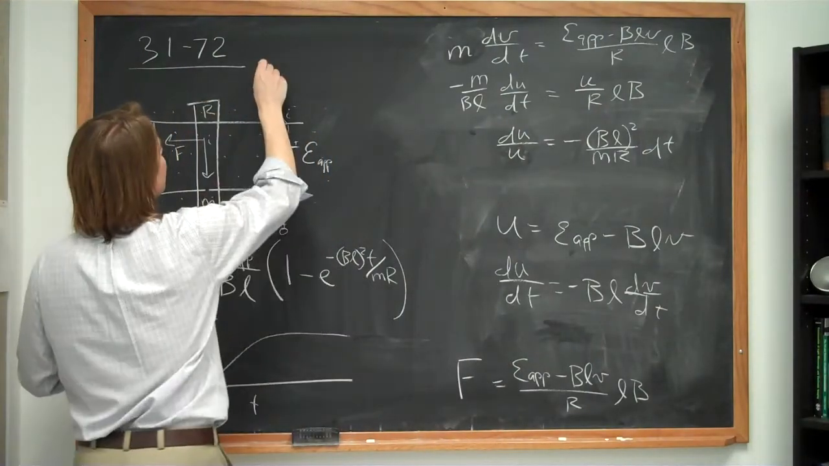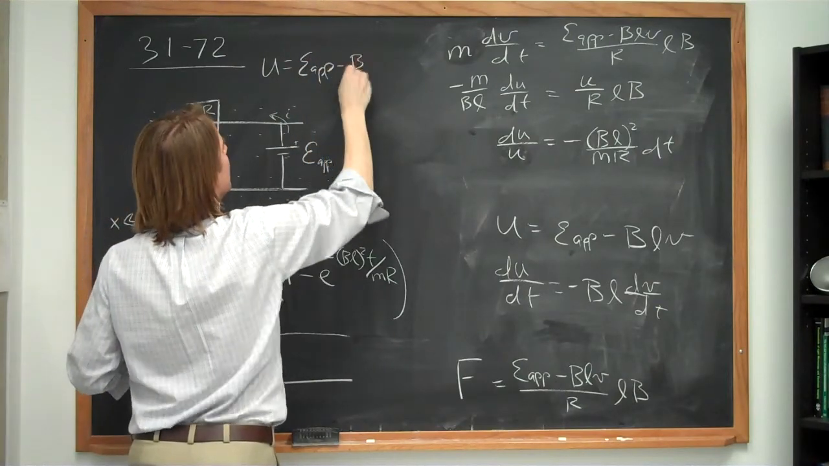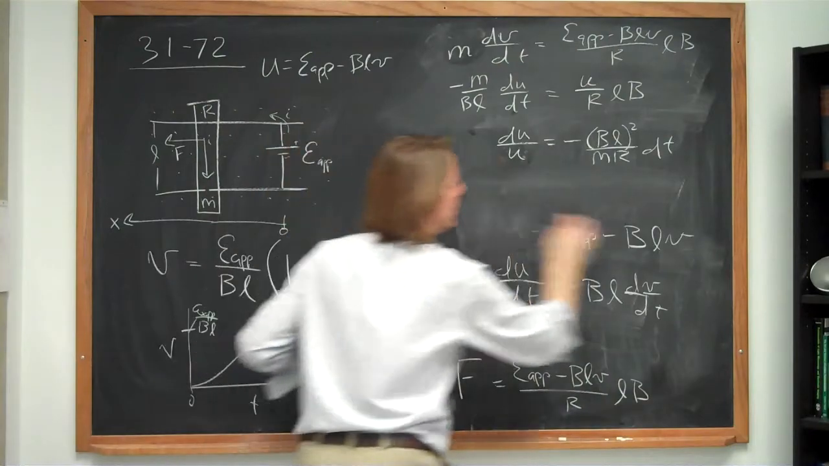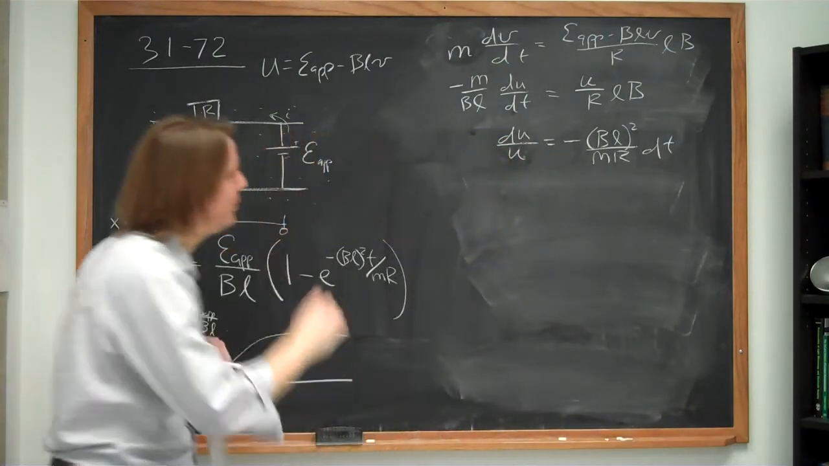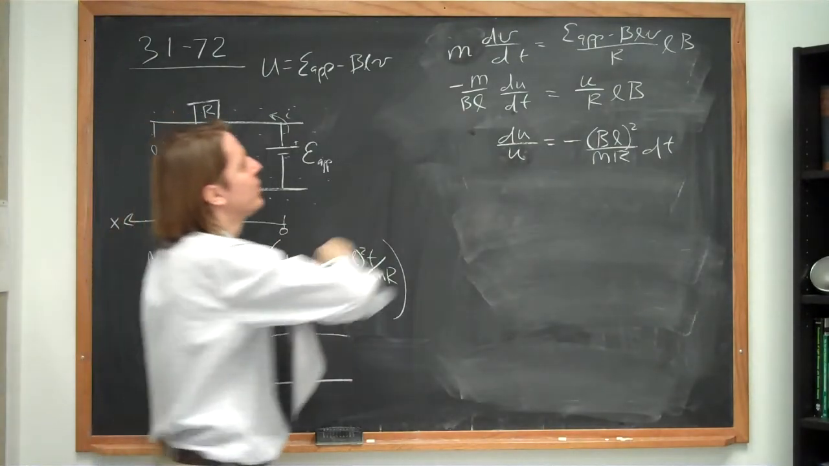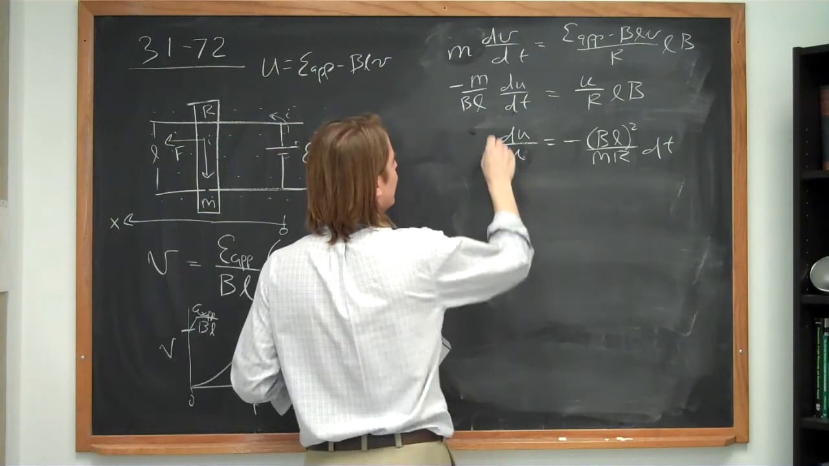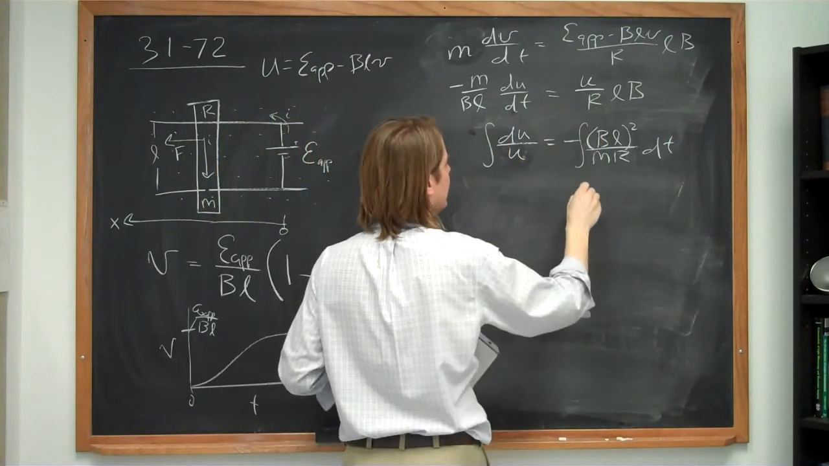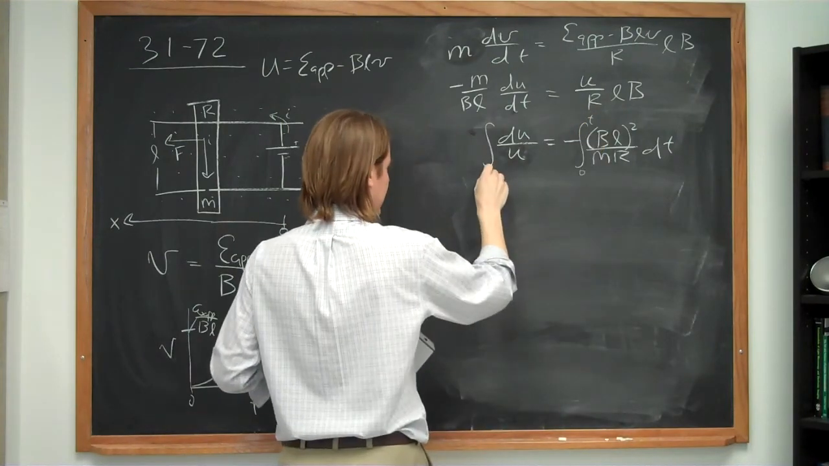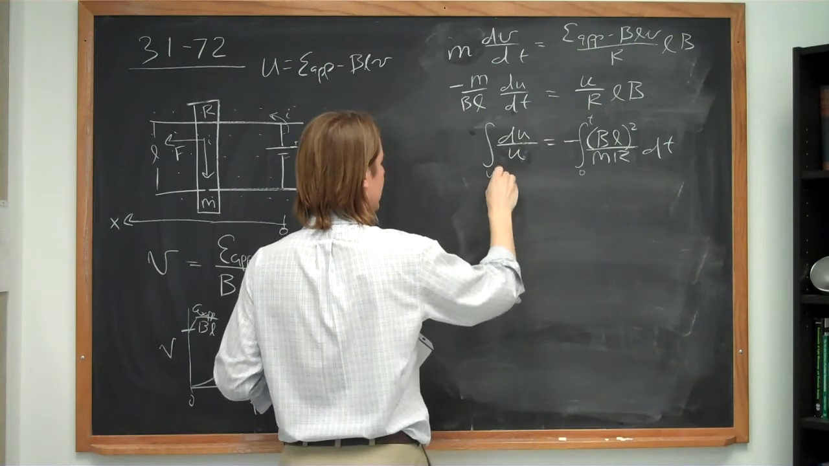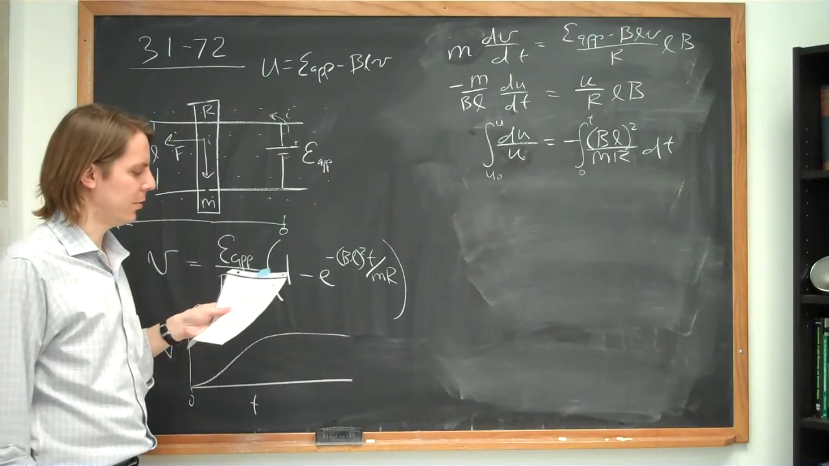I'm going to write my u over here, because we're going to need it, u equals E applied minus BLV. So now we've used our force equation, and we've written it in terms of velocity. We've substituted variables. Now we're going to integrate both sides from some initial condition to final condition. So we're going to integrate from some initial time 0 to final time t, which is from some initial value of u naught to some final value u. That's how you would do that integral.